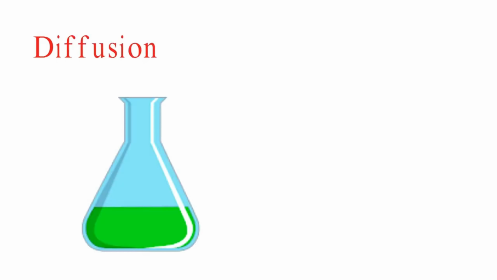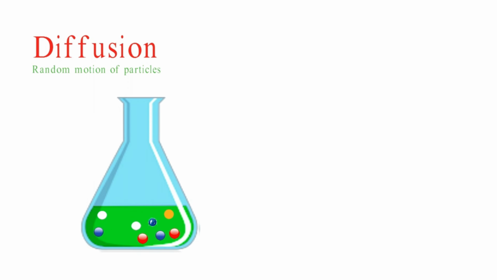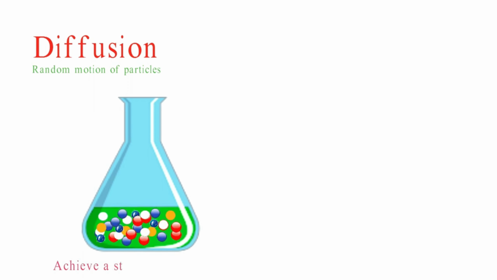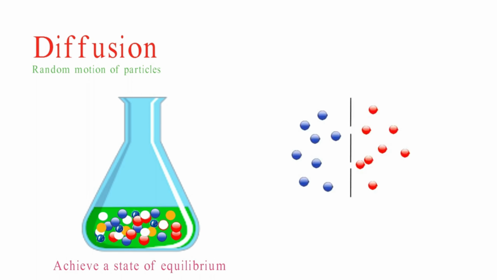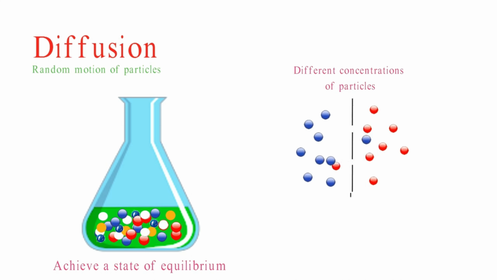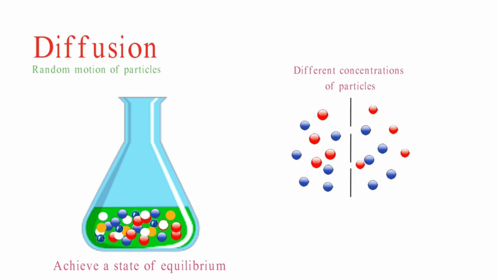Diffusion occurs because of the random motion of particles, which is driven by the tendency of particles to achieve a state of equilibrium. In a system where there are areas with different concentrations of particles, the particles will move in such a way as to equalize the concentration throughout the system. This movement continues until the concentrations are roughly equal or until equilibrium is reached.